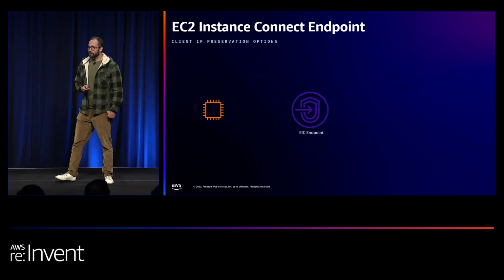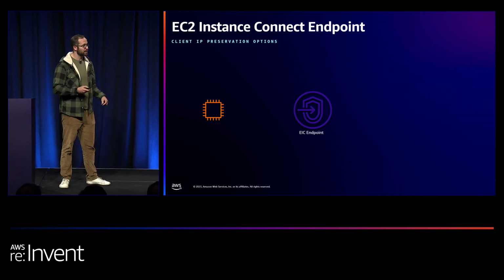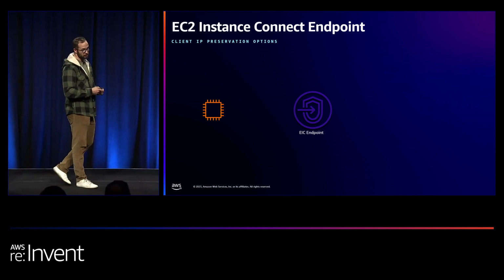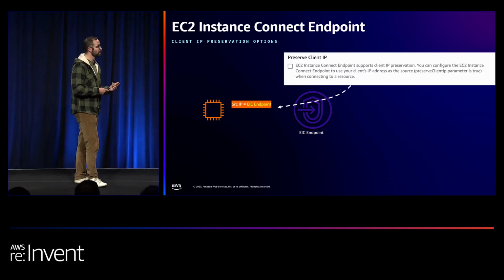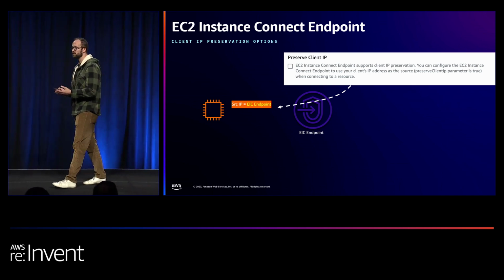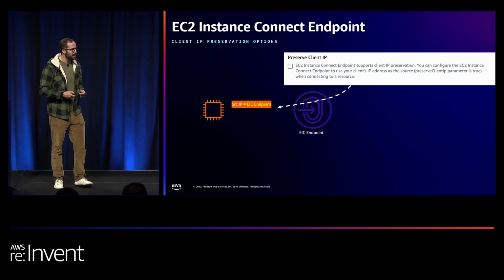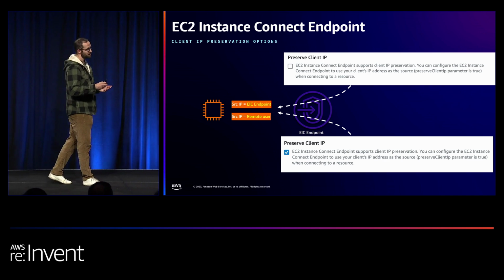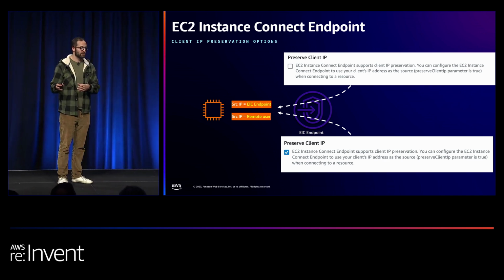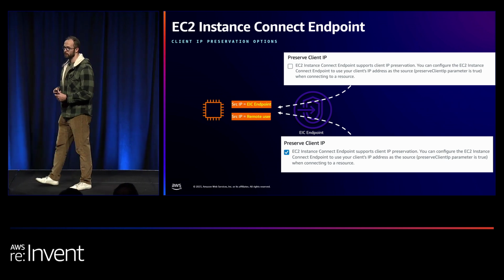From the endpoint perspective, there's a couple of things that you can set up here. You can decide if you want to do IP preservation or not. If you disable IP preservation, any traffic coming to your EC2 instance will look as if it's coming from the IP address of the endpoint. If you enable IP preservation, we will actually preserve the real client IP address, the public IP address of the remote user, all the way to the EC2 instance. So you'll be able to see that in the logs.